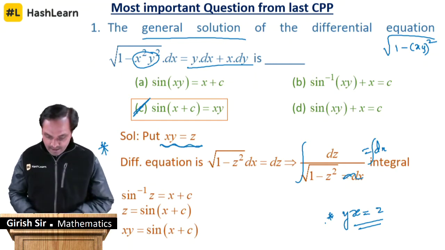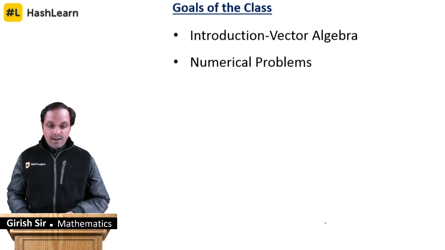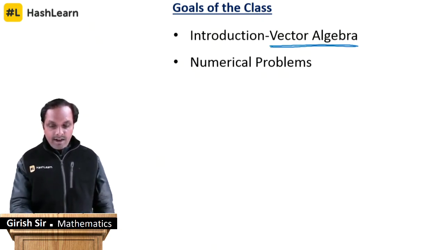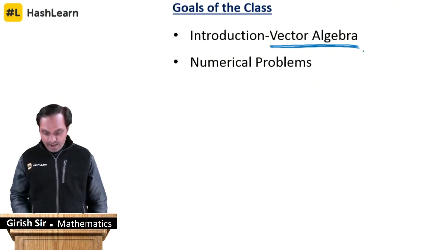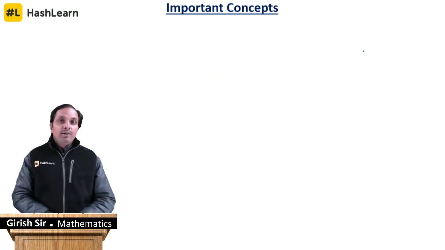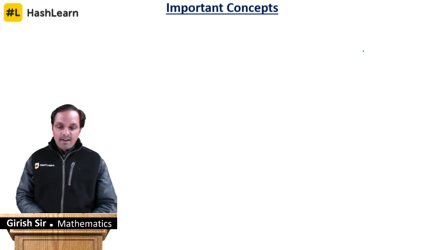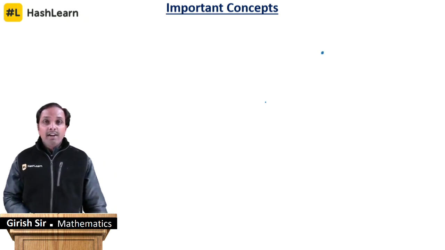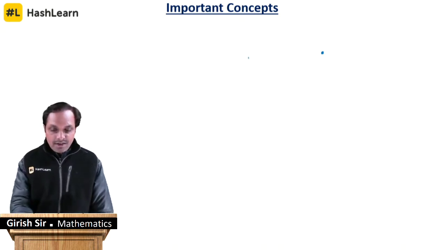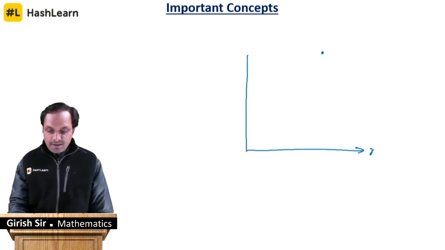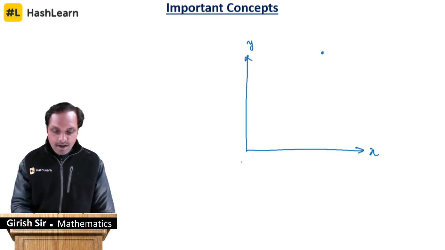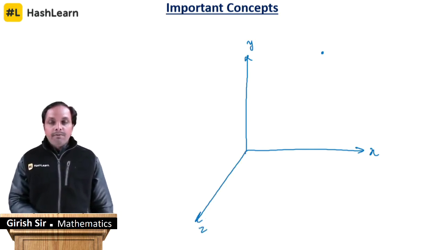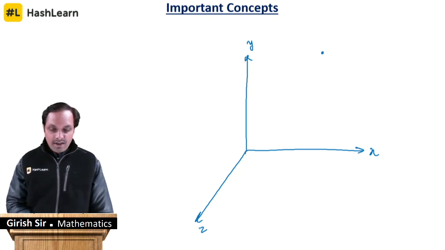Fine, then let us go to today's goals. We are going to start a new concept, that is vector algebra. So what exactly is a vector? When you want to represent a point in space, it will have certain distances from the x-axis, from the y-axis, and also from the z-axis. So we define certain parameters here.